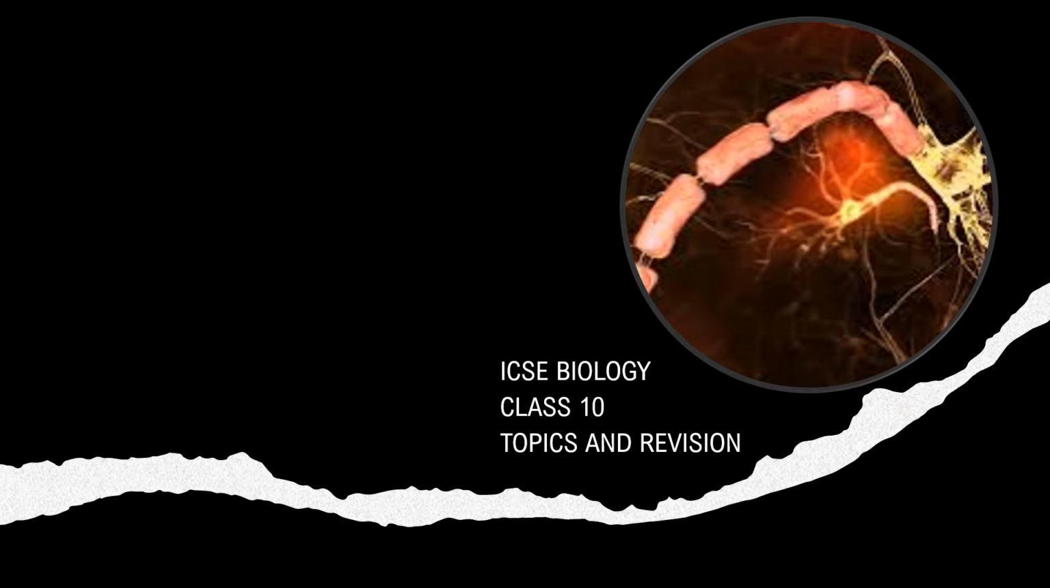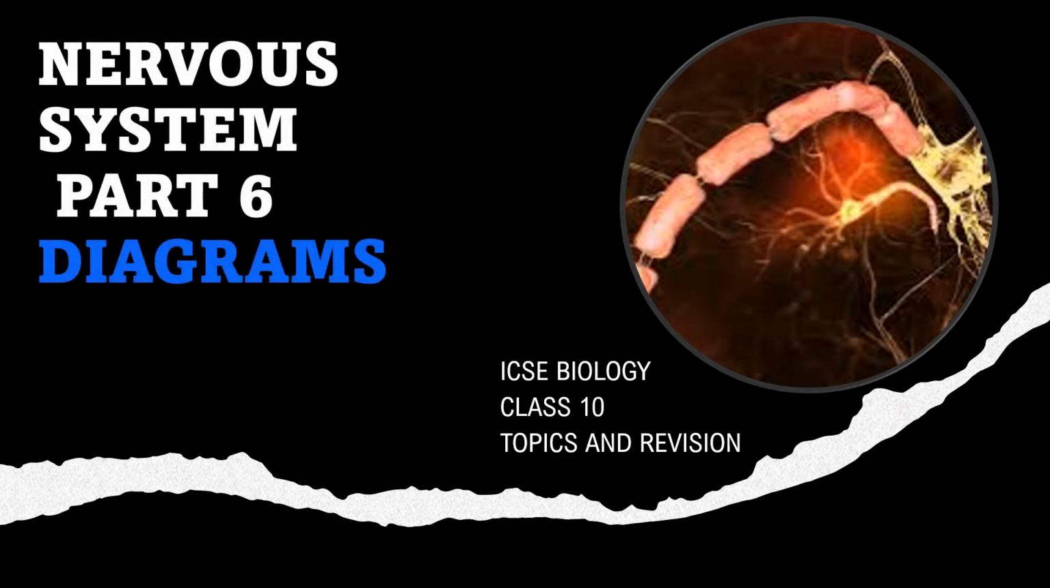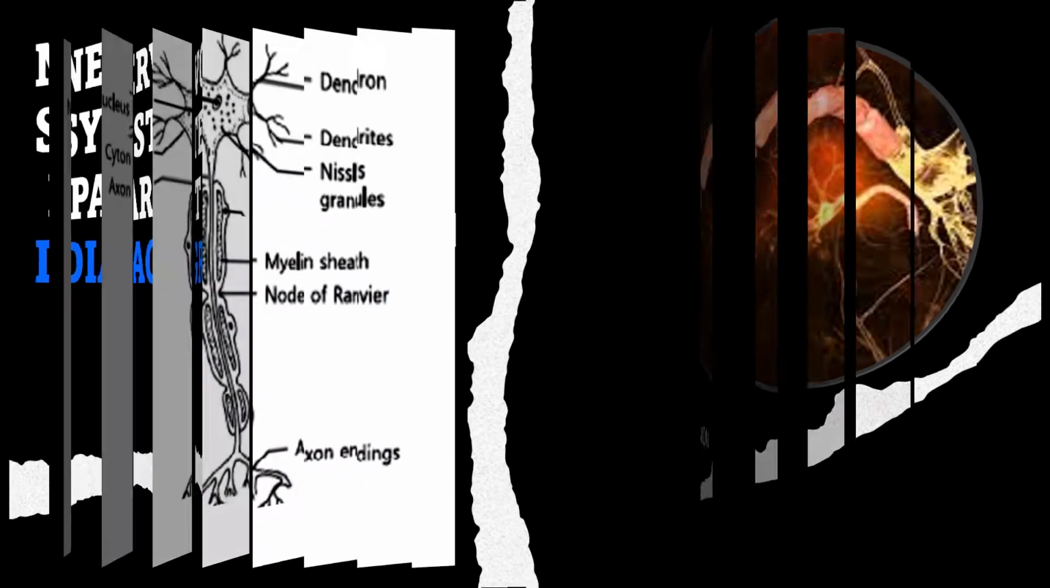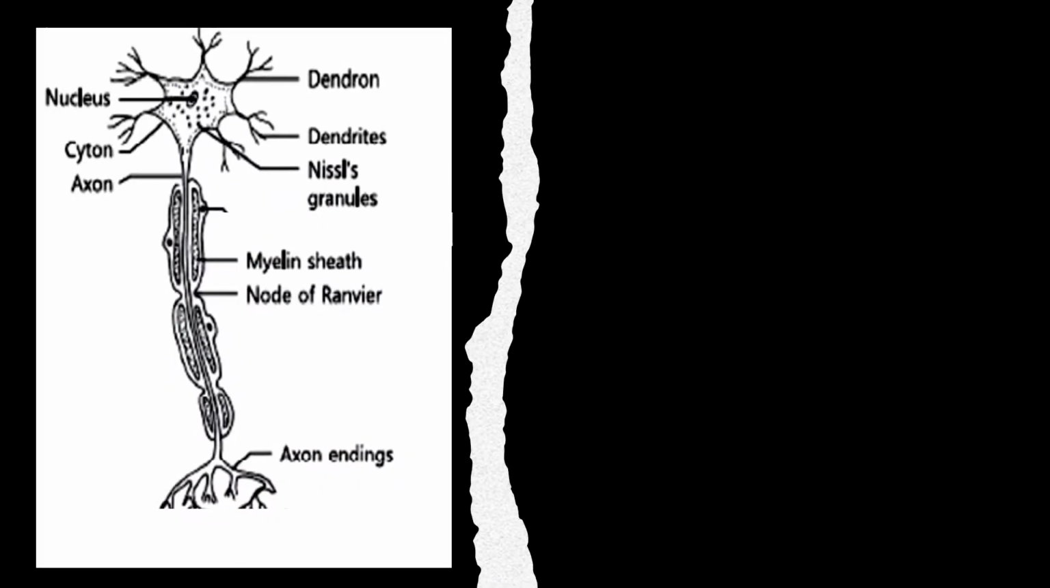Today we are talking about nervous system, part 6. The important diagrams coming from nervous system and some diagram based questions we are discussing here. Can you identify this diagram? Yes, this is neuron or nerve cell.